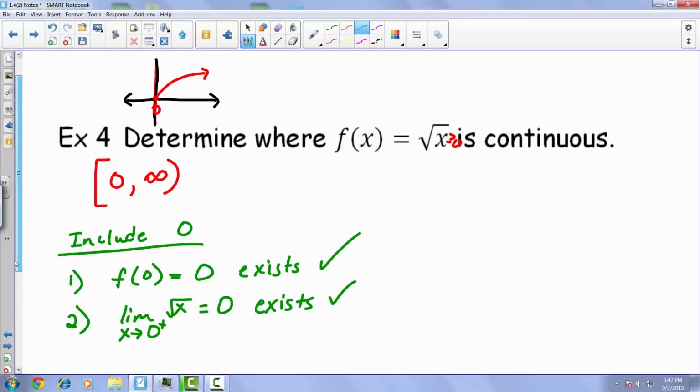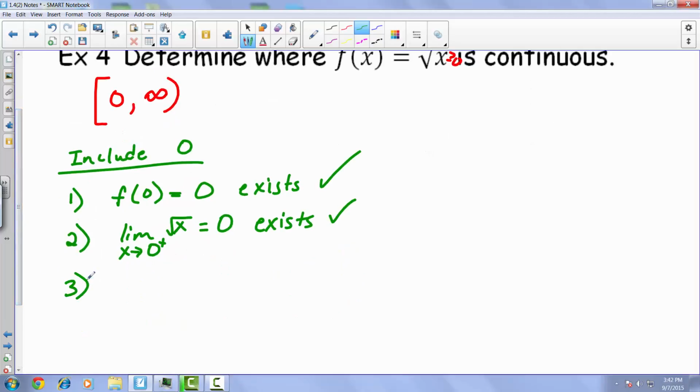And then finally, step 3, just seeing that these two in fact match. So the limit as x approaches 0 from the right of the square root of x is in fact equal to f of 0. Well, yes, 0 does equal 0, so criteria 3 is met.